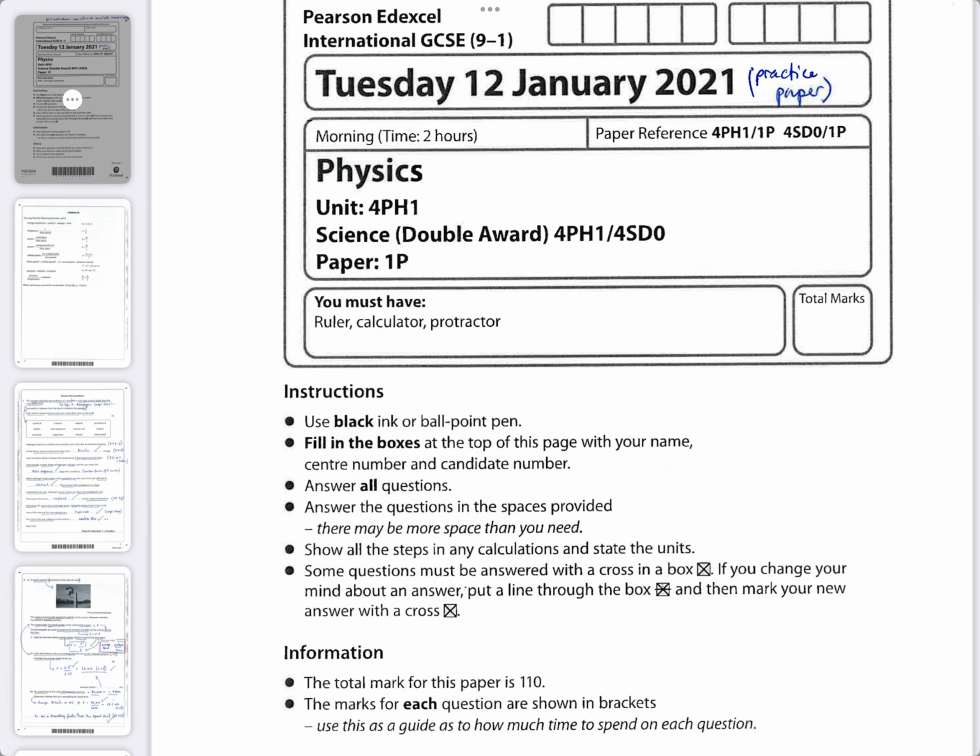Okay, this is going to be part 3 of this paper, the Edexcel Physics IGCSE from January 2021, which is also used for the double award. So it's paper 1, and physics has 2 papers, double science only has 1 physics paper.